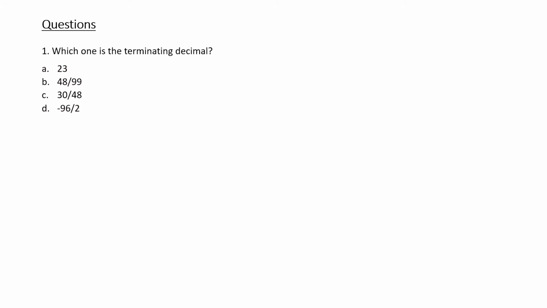Okay, now we're on to the questions. Which one of them is a terminating decimal? Now, 23 is not a decimal, so let's cancel that out. Now, 48 over 99 is 0.48 recurring, so it's not a terminating decimal.